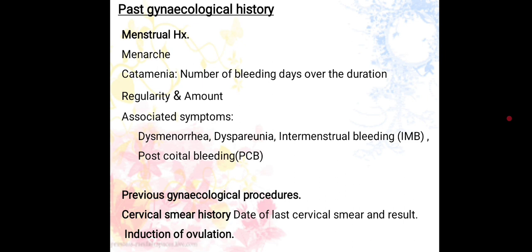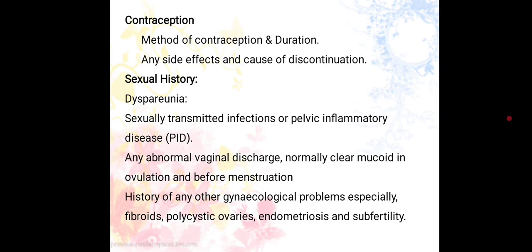These are examples. Cervical smear history. This is screening for cervical cancer. Ask about date of last smear and the result. Induction of ovulation or history of subfertility. Contraception. Ask about methods of contraception used, duration of use, any side effect and cause of discontinuation.